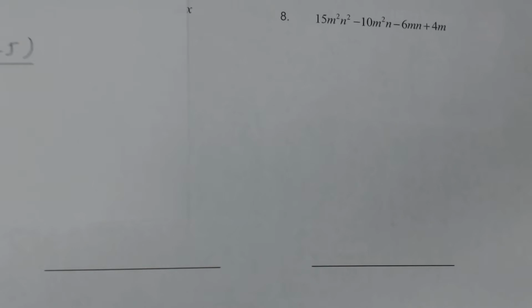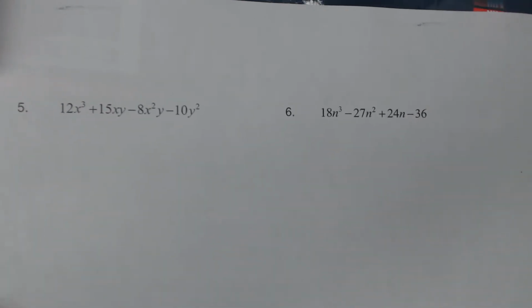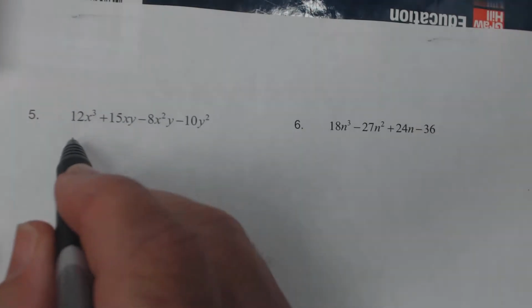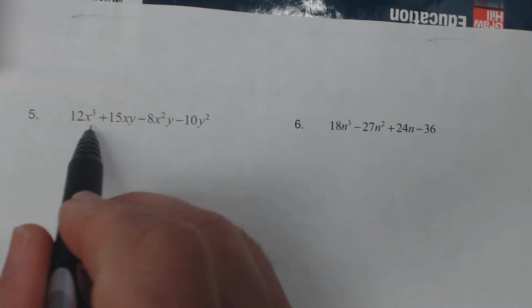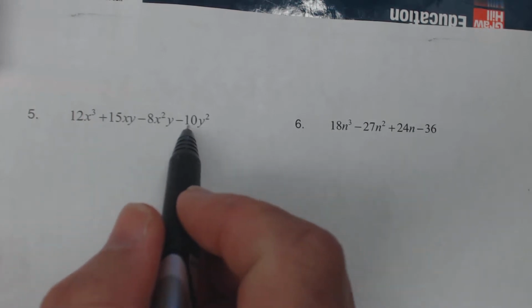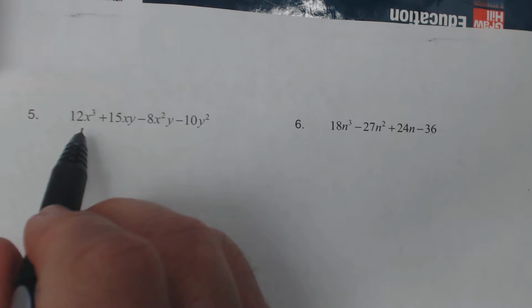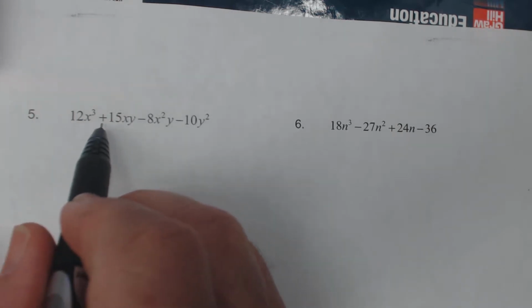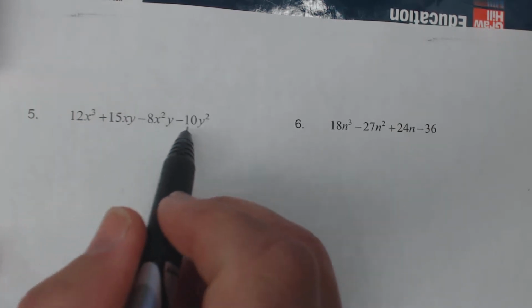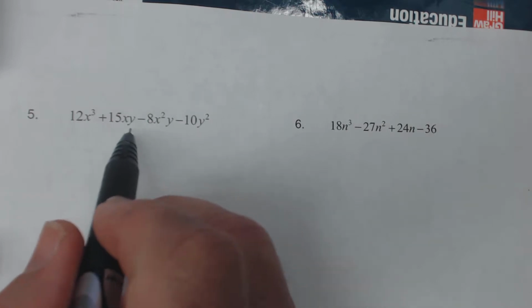All right, the next page of this worksheet. All right, now, again, look for GCF. So over here, let's see, there is no x in every term, there's no y in every term, but if you look at the coefficients, 12, 15, 8, and 10, it looks like the GCF here is 1. All right, so GCF is 1.